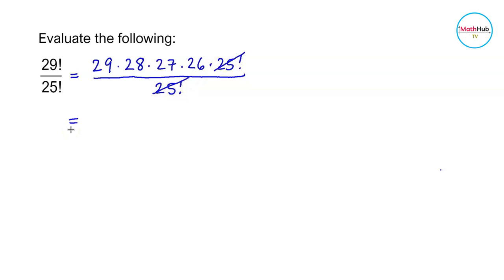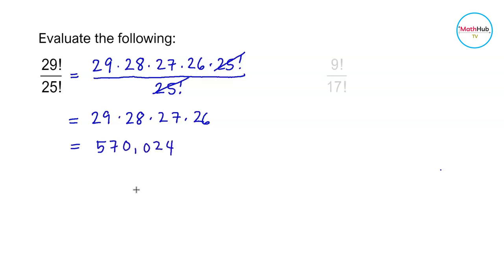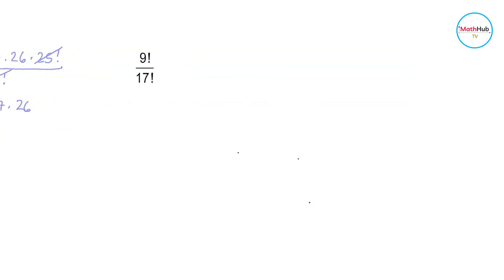After that, multiply 29 times 28 times 27 times 26. So that is the expression that's left after we canceled out 25 factorial, both in the numerator and in the denominator. This is now equal to 570,024. Next, let's evaluate 9 factorial divided by 17 factorial.